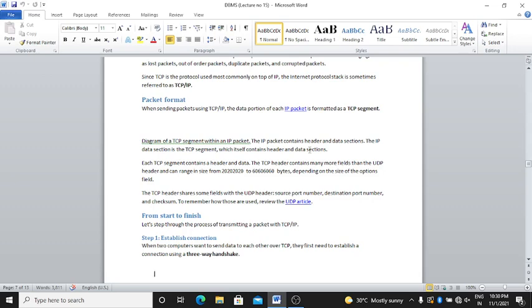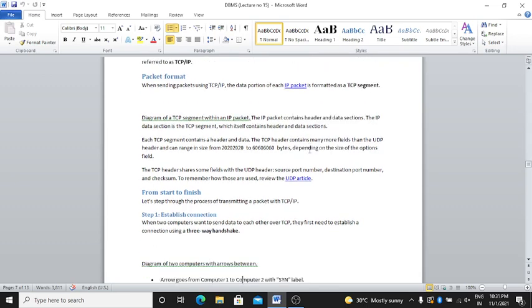The TCP header contains many more fields than the UDP header and can range in size from 20 to 60 bytes, depending on the size of the options field. The TCP header shares some fields with the UDP header: source port number, destination port number, and checksum. To remember how those are used, review the UDP article.